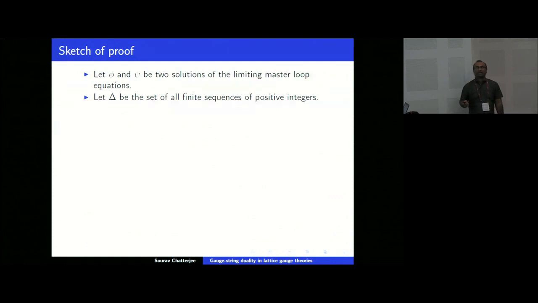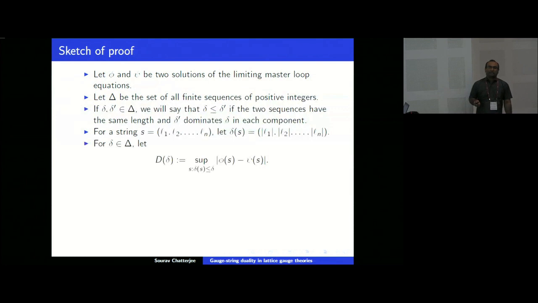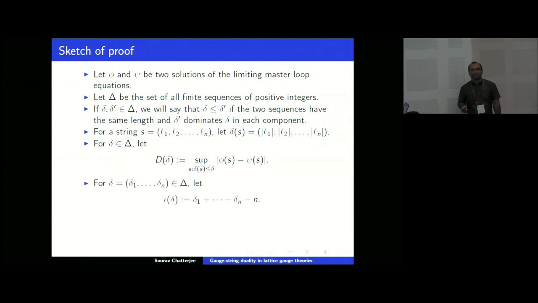Let Delta be the set of all finite sequences of positive integers. If you have two such sequences, we say that one is dominated by the other if the two sequences are of the same length, and delta prime dominates delta in each component. Now, for a string S, let delta(S) be the lengths of the components: the length of L1, the length of L2, where length means the number of edges counted with multiplicity. And for delta, a finite sequence of positive integers, let D(delta) be the supremum over all strings S such that delta(S) is dominated by delta of |phi(S) minus psi(S)|.